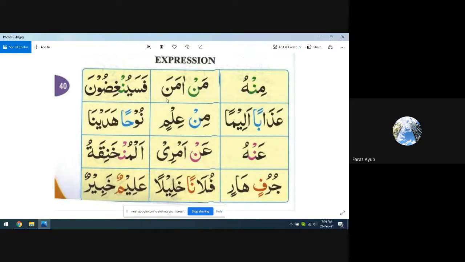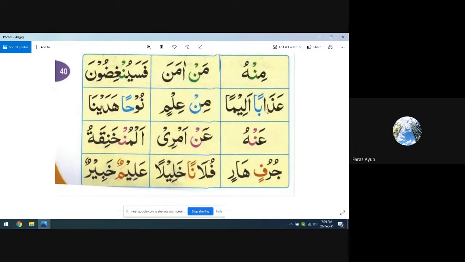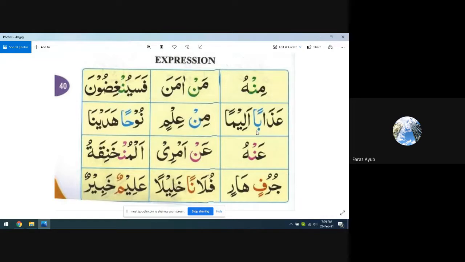Man amana. In this word, azaban aliman. We are not saying gunna on azaban. It's azaban because of this hamza. But aliman, there is no letter like hamza, ha, ain, ha, ghain, kha. That's why we are saying gunna on it.